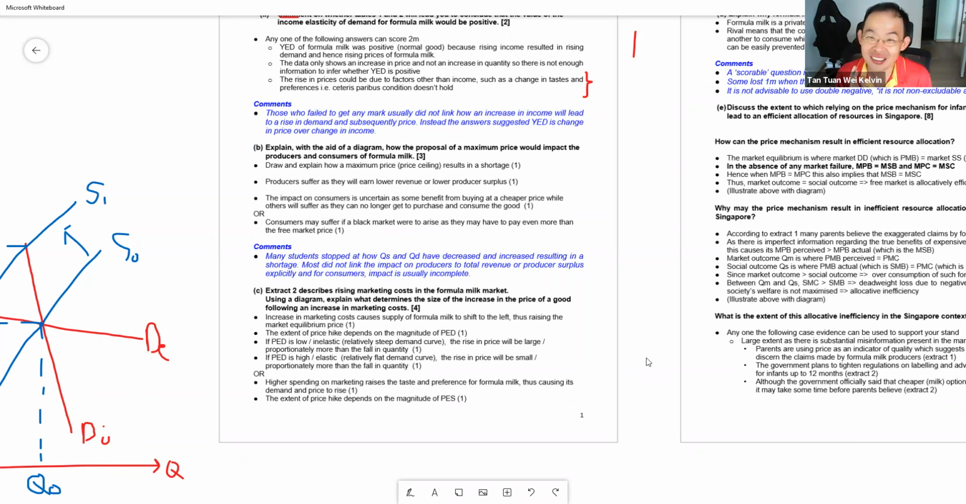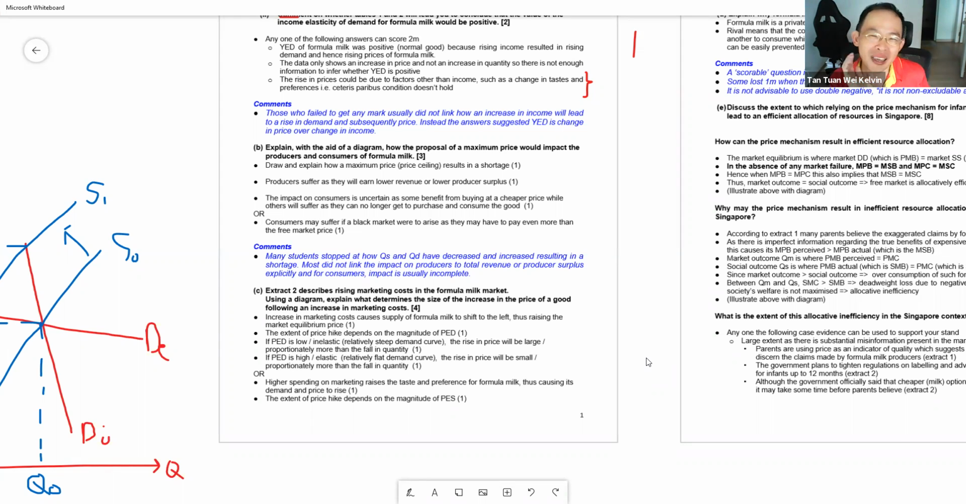We expect students to shift the supply curve, but we don't want to mark them wrong because they are not wrong. So if the marketing does work, people's taste and preference will shift, so they end up shifting the demand curve. That's fine. Okay, that's not ideal. We probably won't give them 4/4, but if they explain that it depends on PES, we'll give them at least 3/4. Of course, if they shift the demand curve and then claim that it is the PED that determines it, that will be incorrect.